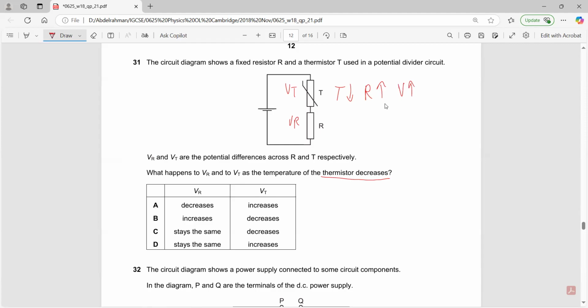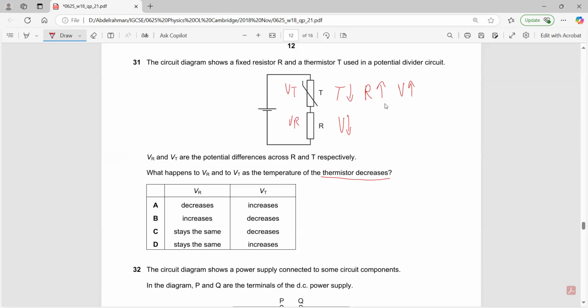If you have another component in series with this component, then the voltage of that other component would decrease. Why? Because the total voltage is constant. This is a battery. So the battery has its voltage, its potential difference or EMF, divided onto these two components. If you increase the potential difference of one of these components, then the potential difference of the other component would decrease.